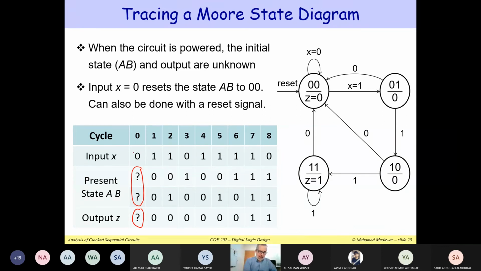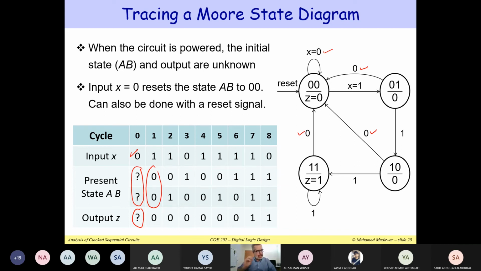Now, if you apply the input x equal to 0, if you are in state 0, 0, this will take you back to 0, 0. If you are in 0, 1, this will take you back to 0, 0. If you are in 1, 0, this will take you back to 0, 0. And if you are in 1, 1, it will take you back to 0, 0. So it does not really matter in which state you start. If you apply the input 0, this will take you to state 0, 0.